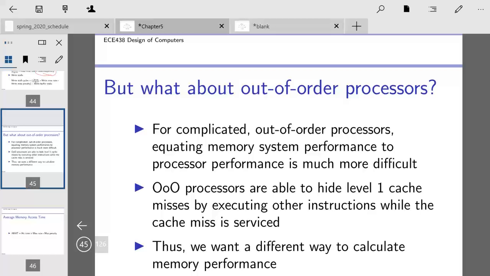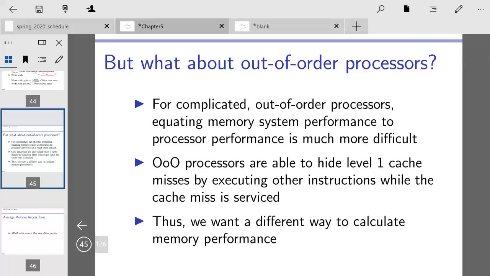But with any luck, before you have to start stalling the processor because of data dependencies, you'll finish satisfying that cache miss. You're able to do so because you have a level 2 cache, and the access time to the level 2 cache is much smaller than the access time to DRAM. So you can couple out of order execution with a level 2 cache, and that will allow you to pretty much hide all of your level 1 cache misses. That's a really nice feature, but what does that do to our simple performance calculations? Well, it completely throws them out the window.